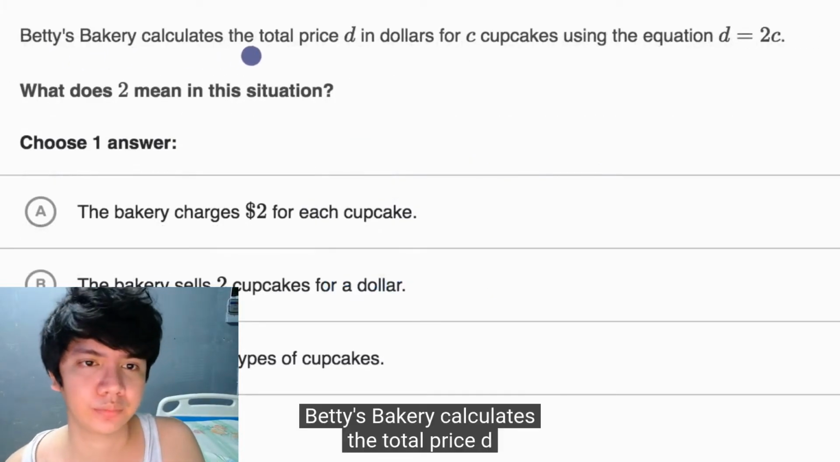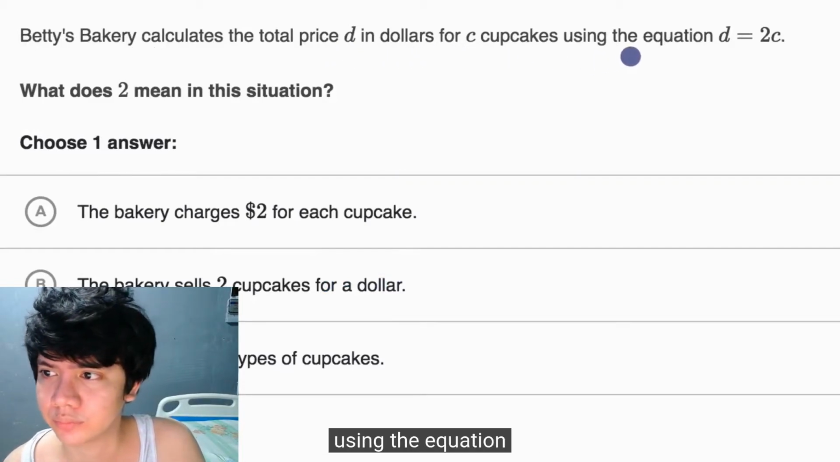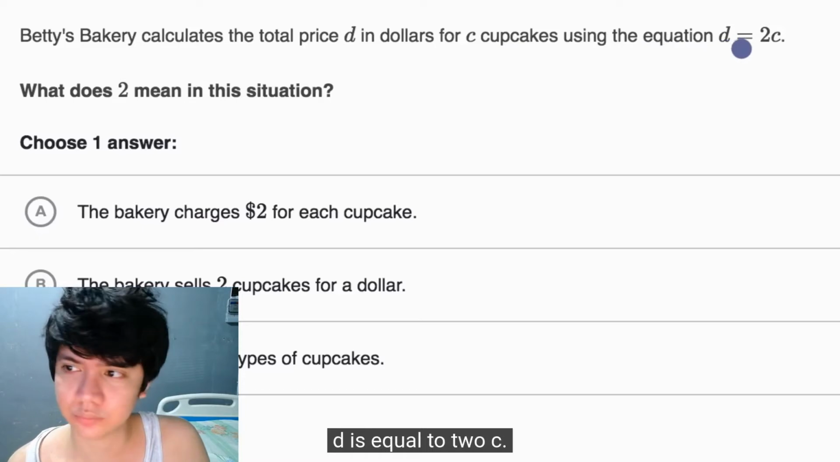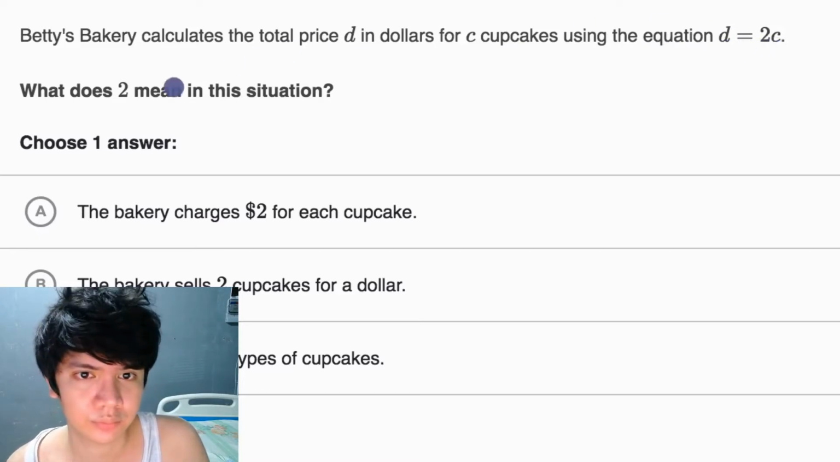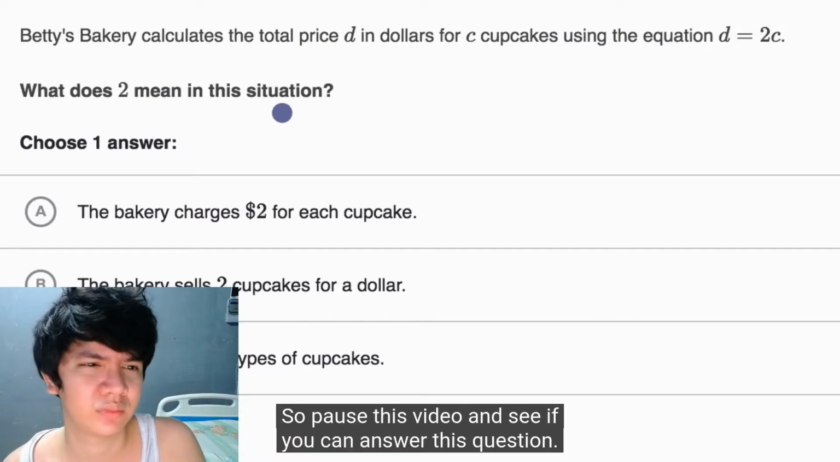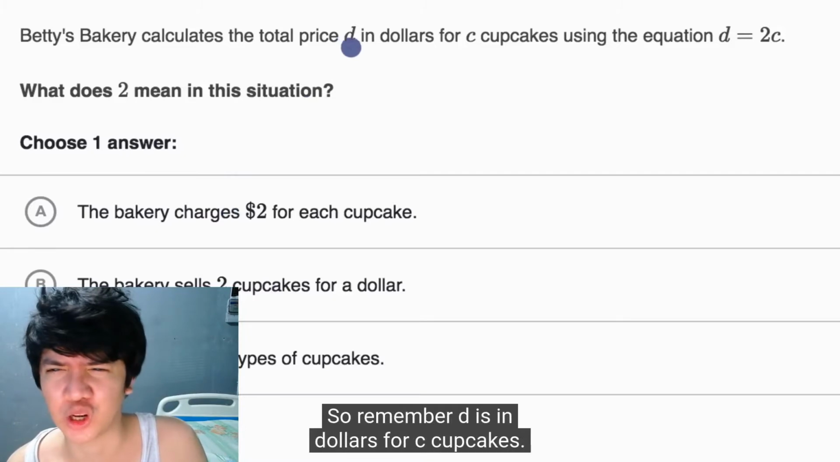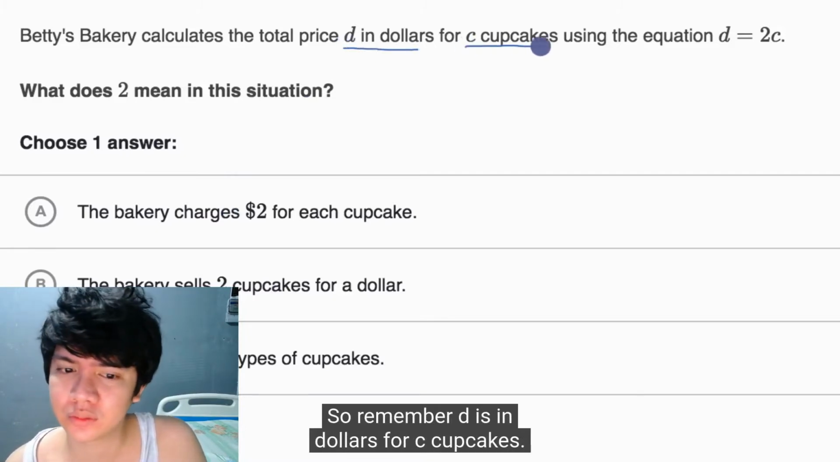Eddie's Bakery calculates the total price D in dollars for C cupcakes using the equation D is equal to 2C. What does 2 mean in this situation? So pause this video and see if you can answer this question. So remember, D is in dollars for C cupcakes.